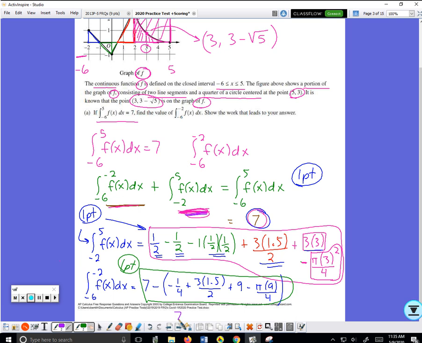So I'm going to have 7. Distributing the negative, I'm going to get plus 1/4. Minus 3 times 1.5 is 4.5. That's 9/2 divided by 2 is 9/4. Distributing the negative, that's minus 9. That's plus, distributing the negative, 9 pi over 4. So all that's going to equal negative, so 1/4 and 9/4 is negative 8/4, which is negative 2. So that's negative 11. Negative 11 plus 7 is 4, so we get 9 pi over 4.